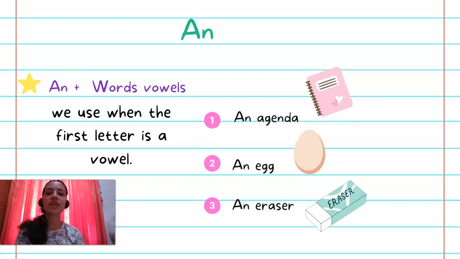The topic for today is the use of "an" and "a". "An" we use when the first letter is a vowel. For example, an agenda, an egg, an eraser. The first letter is a vowel.